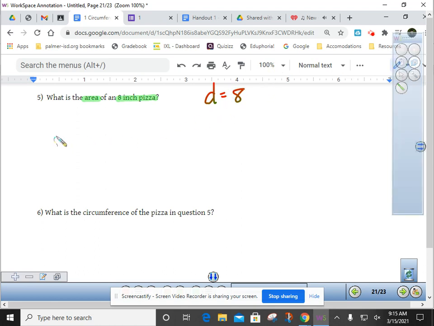What is it asking you for? Area. What is the formula? Area equals pi r squared.